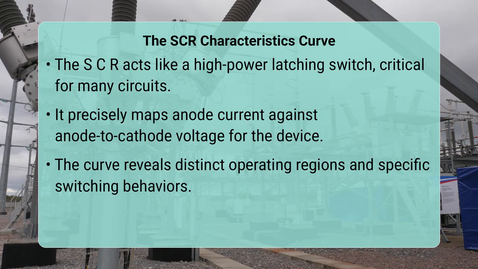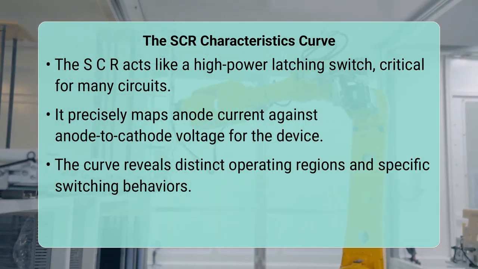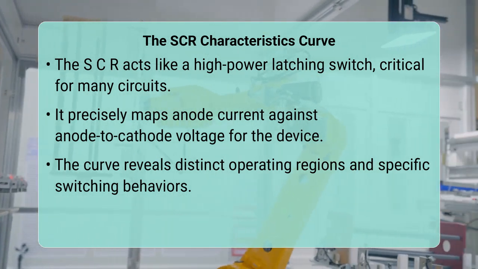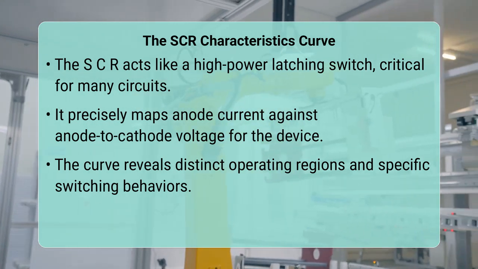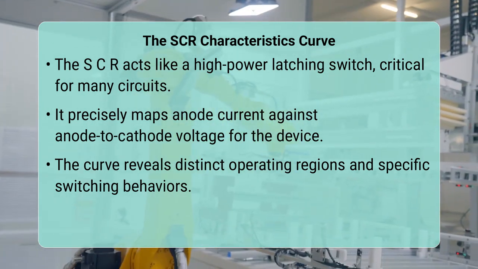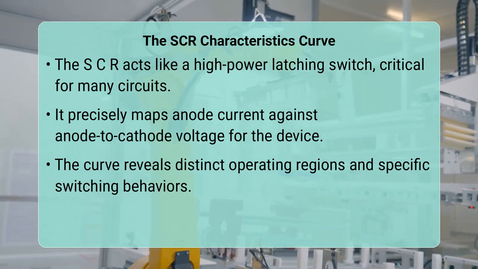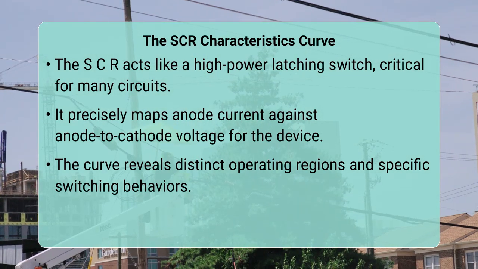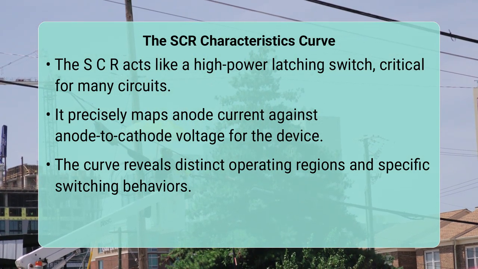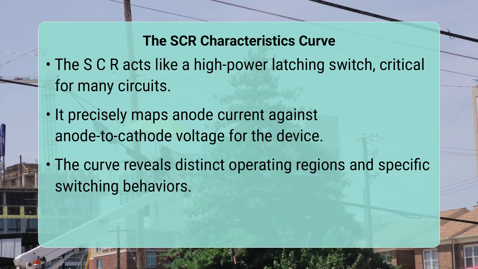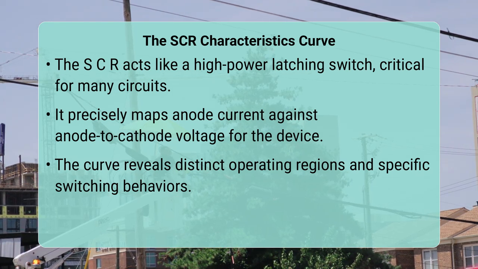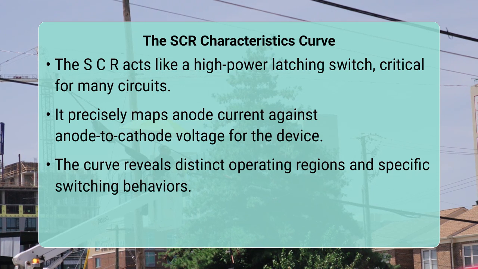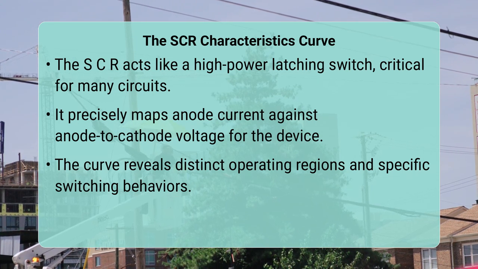Imagine an electronic switch that can handle significant power, but once turned on, it stays on, almost like a digital latch. Understanding how this powerful switch behaves under different conditions is crucial for designing reliable circuits. The Silicon Controlled Rectifier, or SCR, characteristics curve defines the precise relationship between the anode current and the anode to cathode voltage, showing its distinct operating regions and switching behavior.